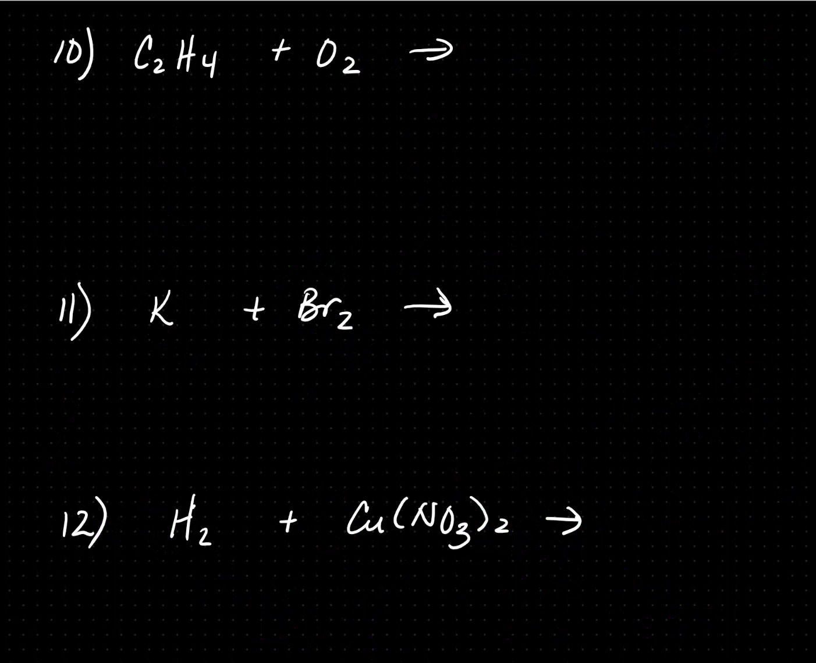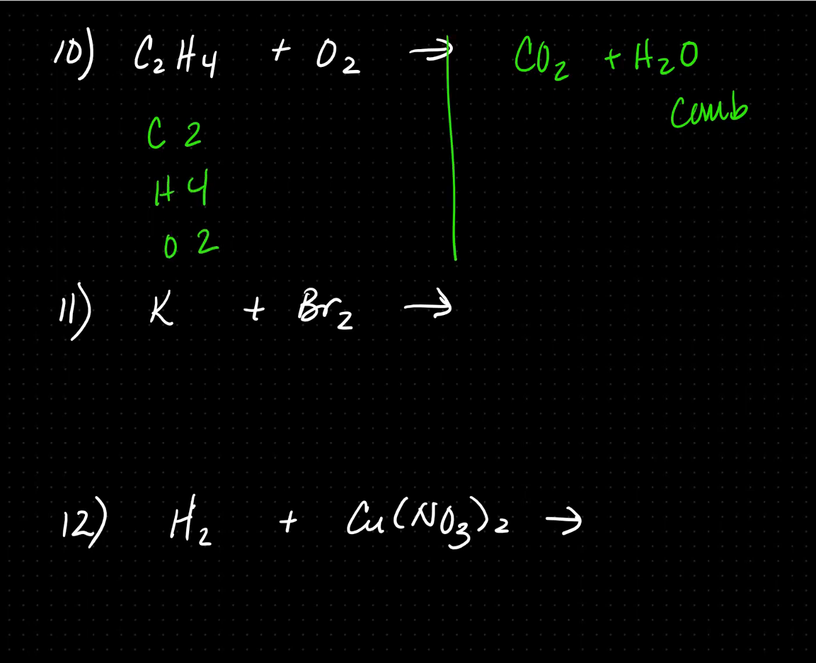Number 10, it starts with C and H, so this is a hydrocarbon plus O2. We know the products are CO2 plus H2O, so this is a combustion reaction. So I need to balance this. There are 2 C's, there are 4 H's, and there are 2 O's. On the opposite side, I have 1 C, I have 2 H's, and I have 3 oxygens. 2 from CO2 and 1 here adds to 3.